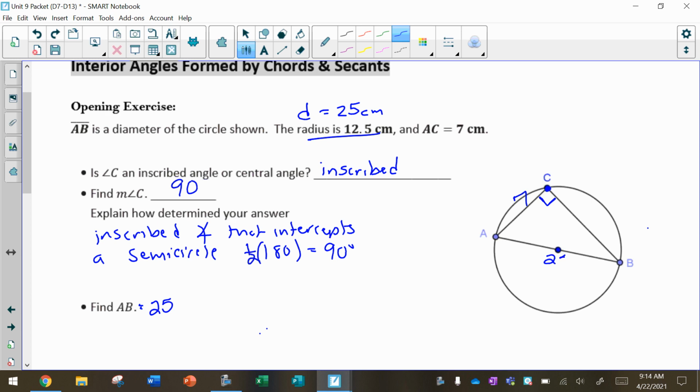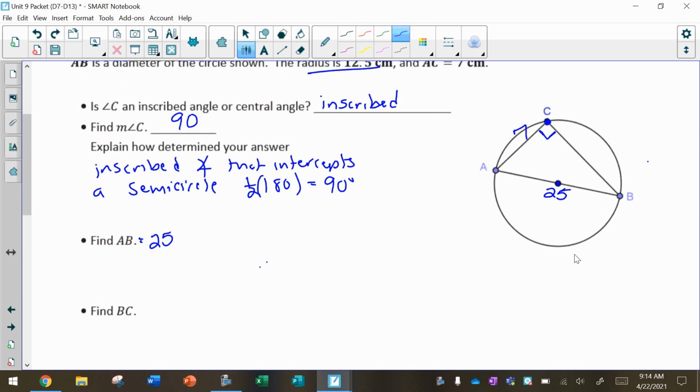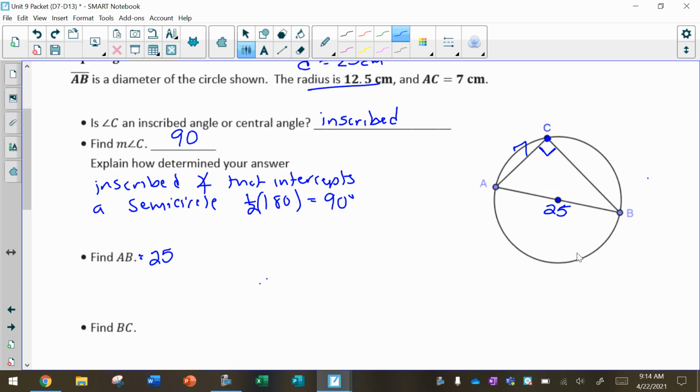And therefore, find BC. I found it. Here it is right here, BC. BC is the other leg of the right triangle. So anytime you have a right triangle, Pythagorean theorem is in play. Leg squared plus leg squared equals hypotenuse squared, and that's how you're solving for BC. So x squared plus 49 equals 625.